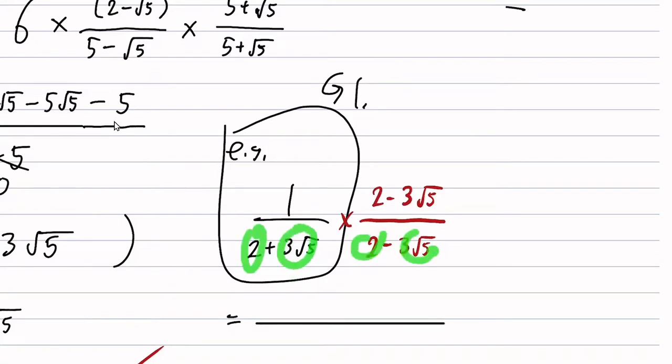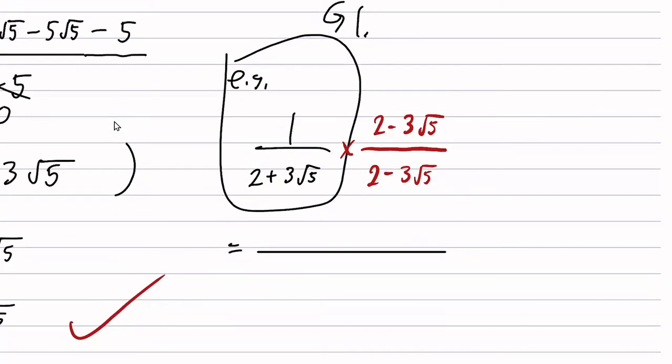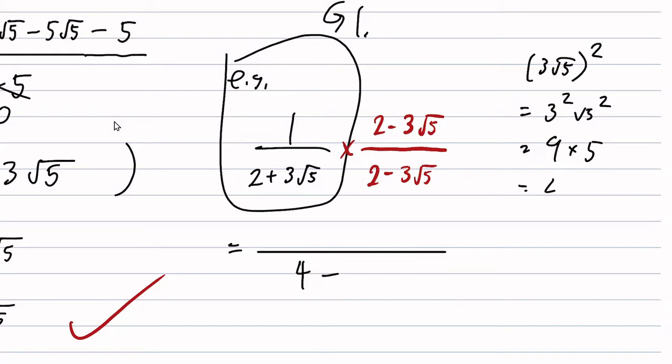a plus b... 4 minus... 4. Wait. What is it? Is it 45? Yes. Okay. And 2 minus 3 root 5. 4 minus 45, negative 41.